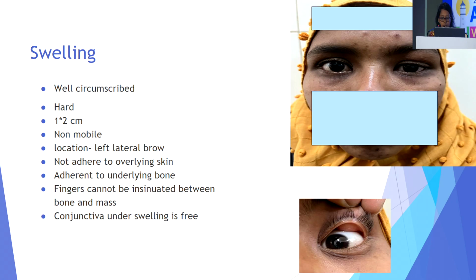To describe the swelling, it was well circumscribed, hard, half a centimeter, non-mobile, and adherent to the underlying bone. The overlying skin was normal and not adherent to the swelling, and the underlying conjunctiva was also free. There was not even congestion or mild redness in the conjunctiva, and we couldn't insinuate the fingers in between the bone and the mass.